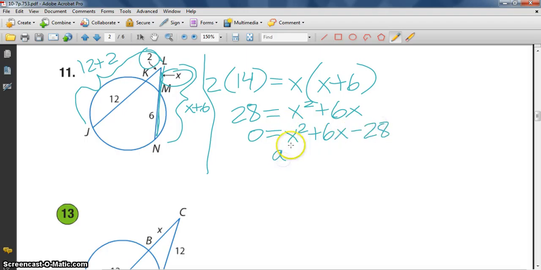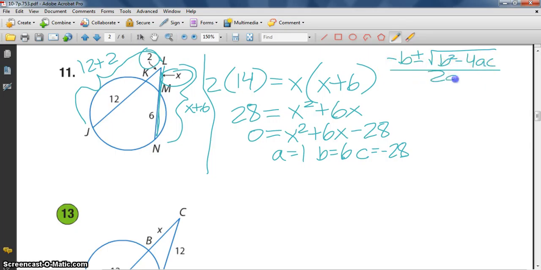And my a term, so that's my coefficient here, is 1. My b term, my coefficient here, is 6. And my c term, my constant term, is negative 28. So we're going to substitute those into the quadratic formula. Opposite of b plus or minus the square root of b squared minus 4ac all over 2a.